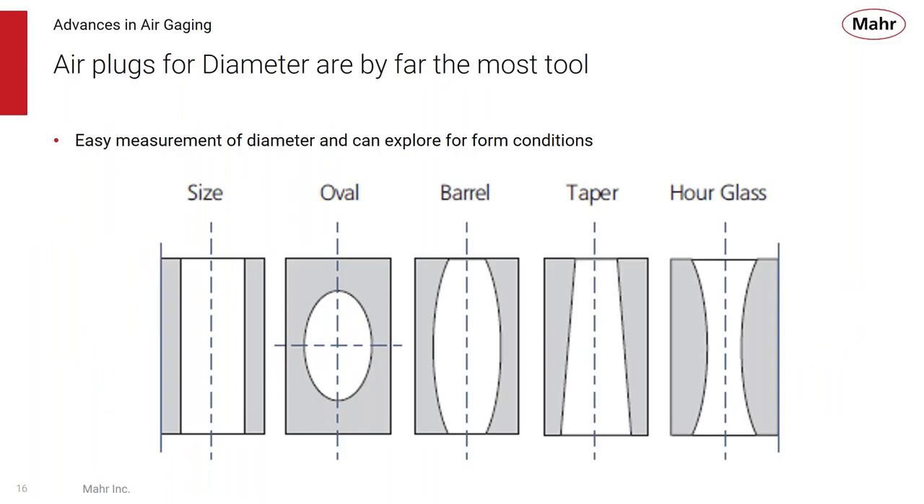Now, air plugs for diameter are by far the most common tool that is manufactured. It's an easy measurement of diameter, but if you take that air tool and move it around in the bore, you can explore for some form conditions. For example, you can go straight up and down, and you can measure diameter size at a few locations. If you rotate the air plug, you can check it for ovality, 2-point lobing conditions, or even 3-point lobing conditions. If you explore the bore axially, you can look for barrel, taper, and hourglass shape. So you can get some form indication from the air tool.